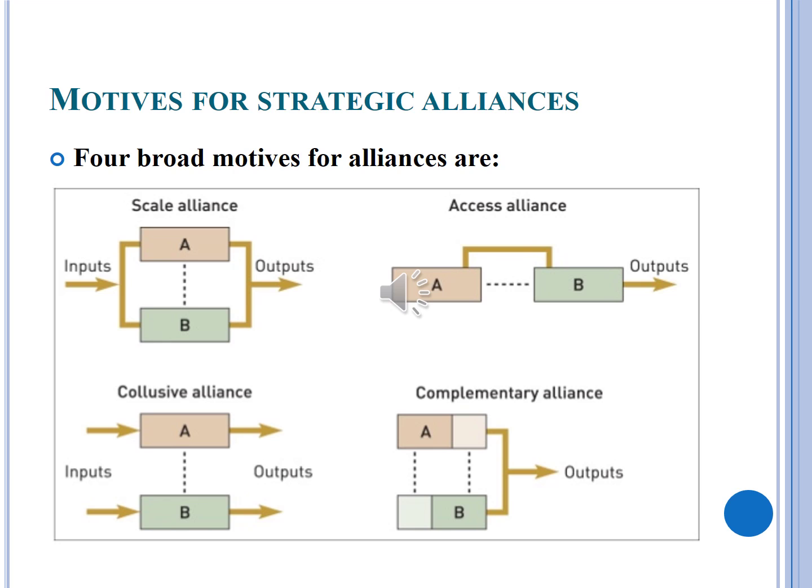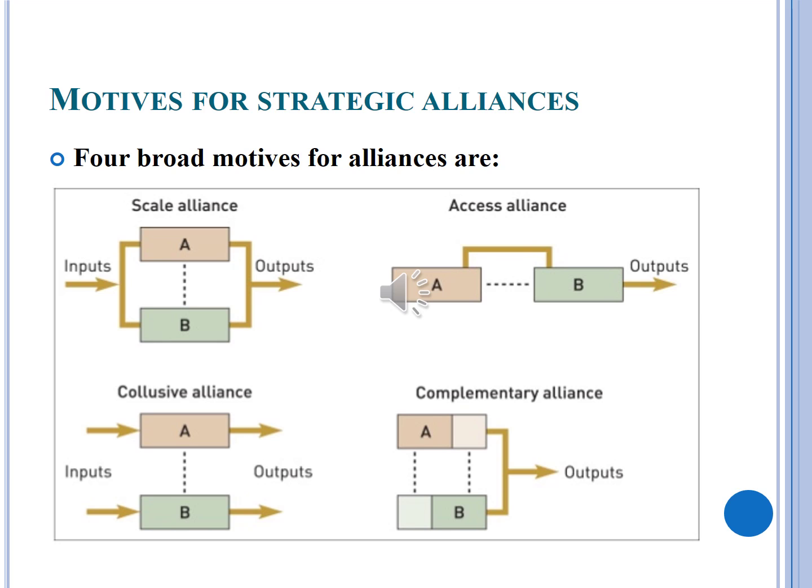First, the scale alliances. Here organizations combine in order to achieve necessary scale. The capabilities of each partner may be quite similar, but together they can achieve advantages that they could not easily manage on their own. Then access alliance. Organizations frequently ally in order to access the capabilities of another organization that is required in order to produce or sell its products and services.